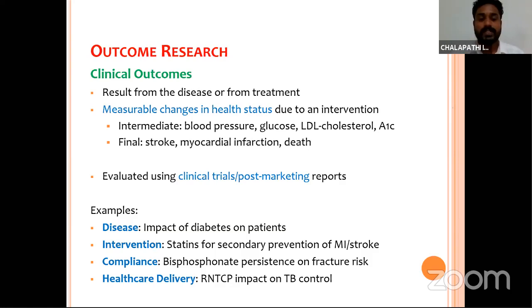Similarly, we have compliance systems and healthcare delivery. Suppose you are giving the RNTCP protocol, you need to check whether, when I am adhering to the RNTCP protocol, it is effective or not. That you can measure only through the clinical outcome, whether it is controlling TB in your patients. That is where clinical outcome comes into the picture.